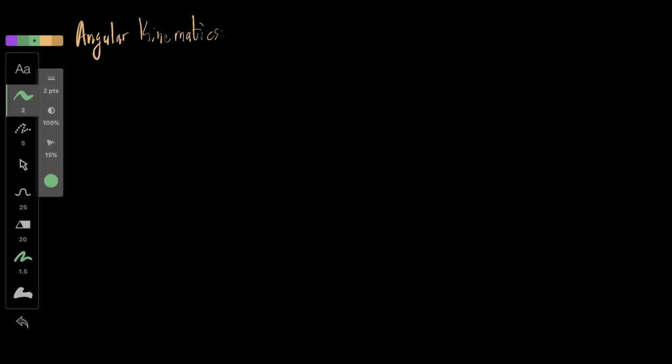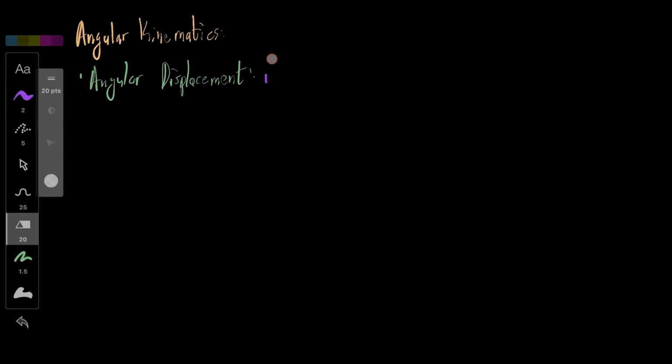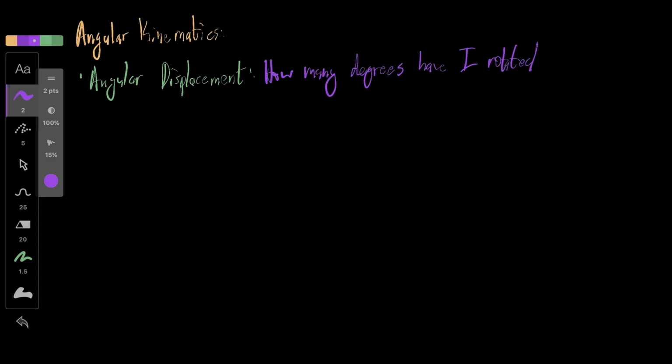There's going to be three main topics we're going to talk about today. The first will be angular displacement. Now, what is that? Well, angular displacement is how many degrees have I rotated? Let's say I'm moving around in a circle.